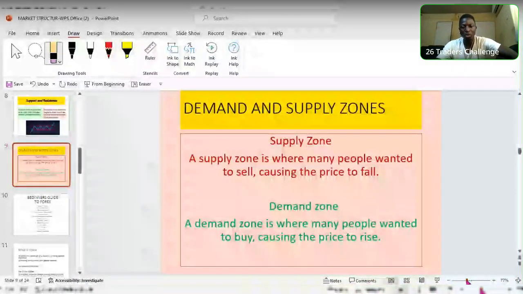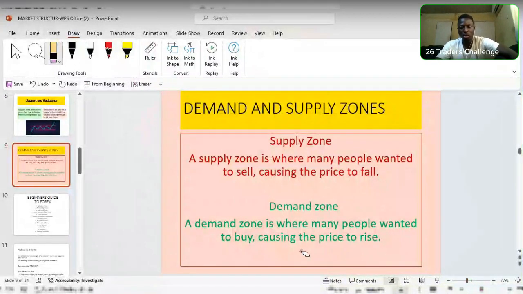A supply zone is where many people wanted to sell, causing the price to fall. A demand zone is where many people wanted to buy, causing the price to rise. Just as simple as that. So there's nothing much to talk about there. We'll go to the live charts, and I'm going to explain that thoroughly.